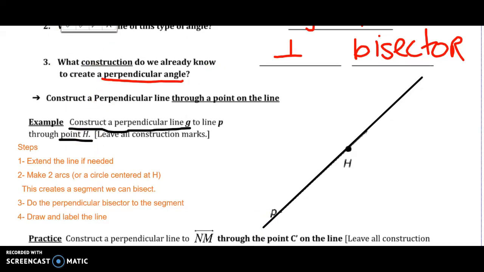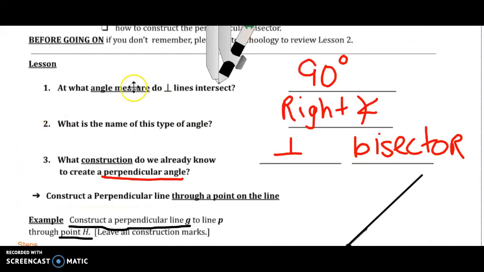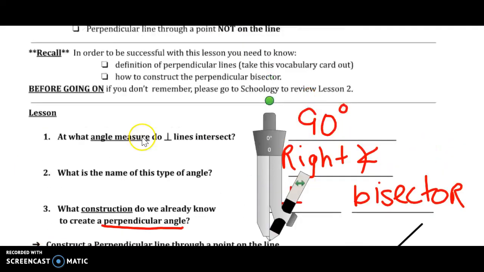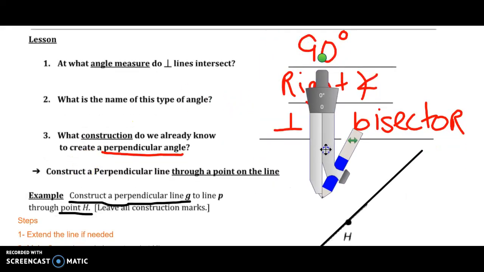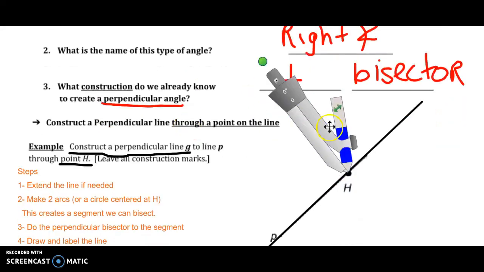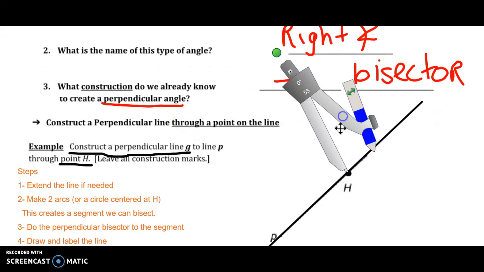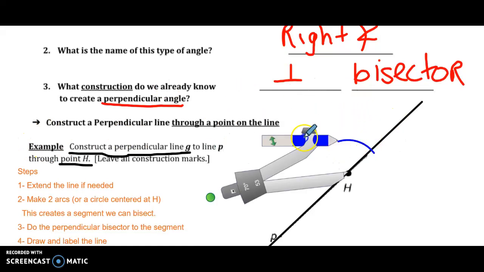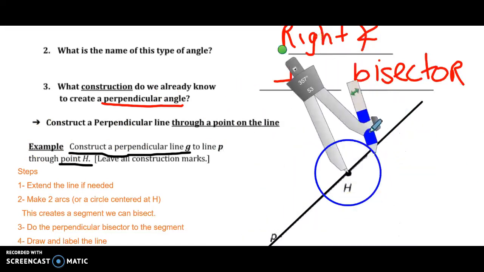Next, we're going to make two arcs, so you're going to need your compass. We're going to take that compass and put the compass point on the line that we want the perpendicular line to go through. So in this example, that would be point H. You can either make two arcs or you can make a circle, whatever you find easier. I'll make a circle.